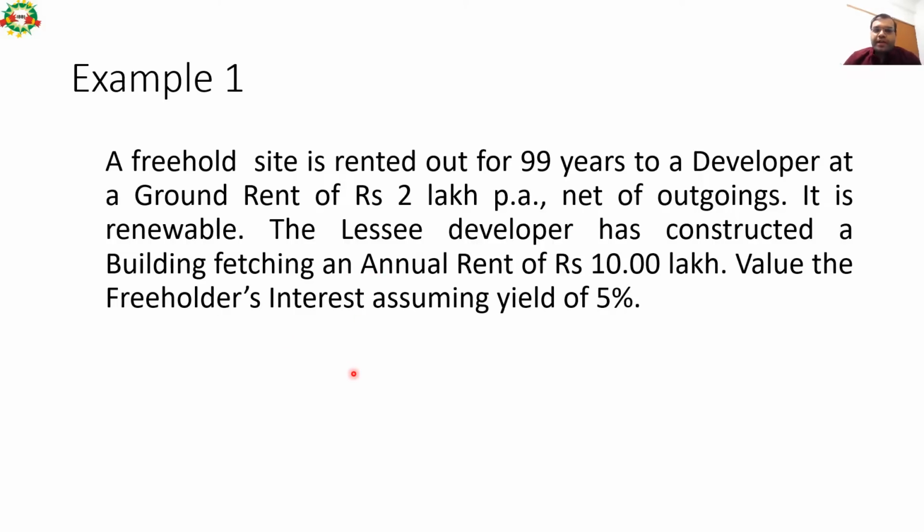A freehold site is rented out for 99 years to a developer at a ground rent of 2 lakh rupees per annum net of outgoing. It is renewable. The lease developer has constructed a building fetching an annual rent of rupees 10 lakh. Value the freeholder's interest assuming yield of 5%. So we have to calculate valuation of the freeholder's interest.